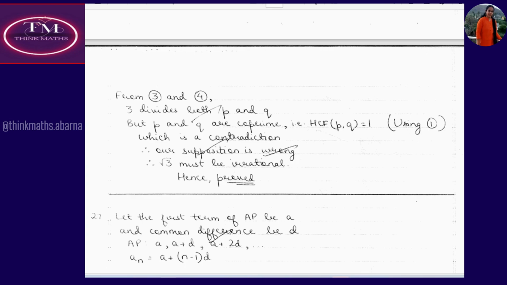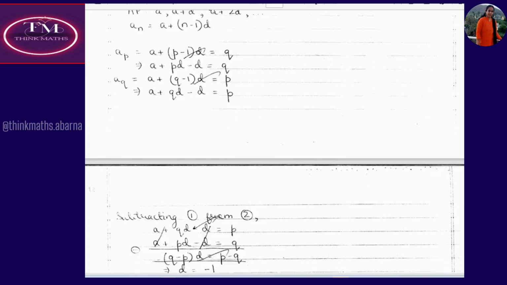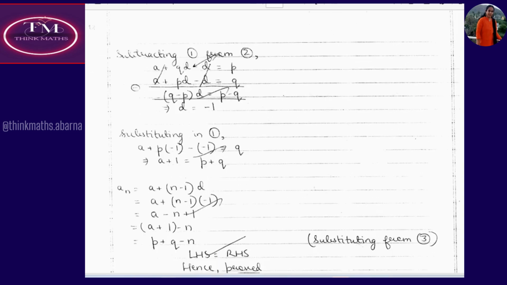So it is the statement problem, that is you should prove root 3 is irrational, and it is proved. So he has written hence proved. Okay. Next, 27th question based on arithmetic progression. So just strike it out with your single line. So if cancellation is done, you can strike it out with your single line.